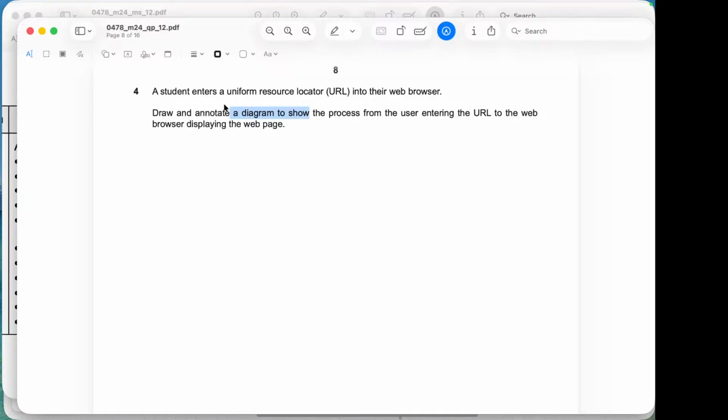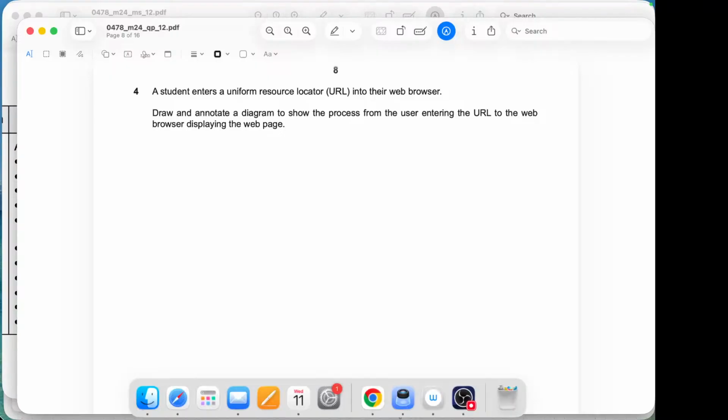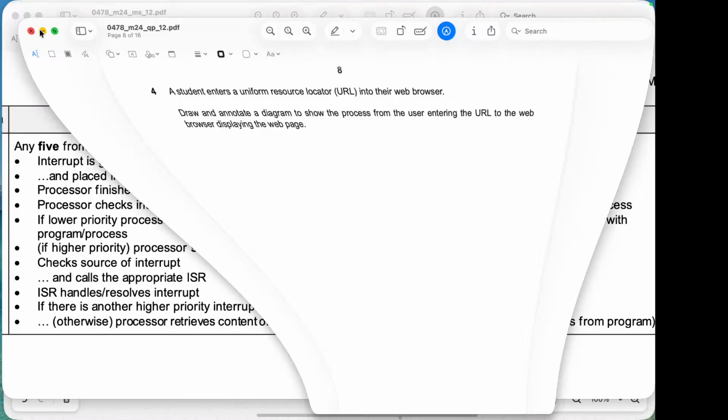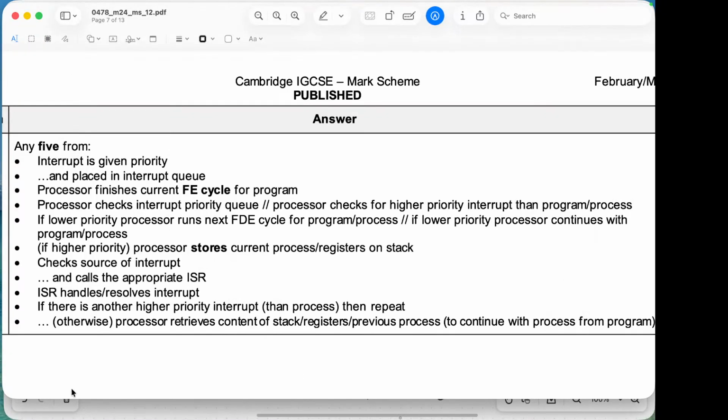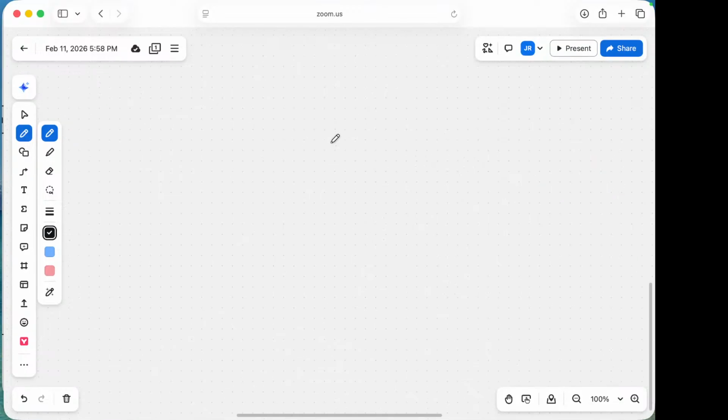Let's have a look at this one. We're going to annotate a diagram for entering a URL. So, like I said, there's a diagram for this in the notes, in the revision cards. Let me just open it up. Okay.